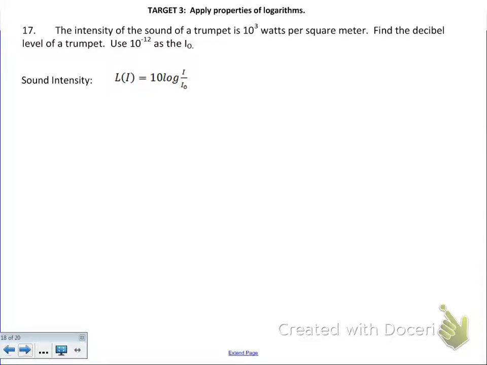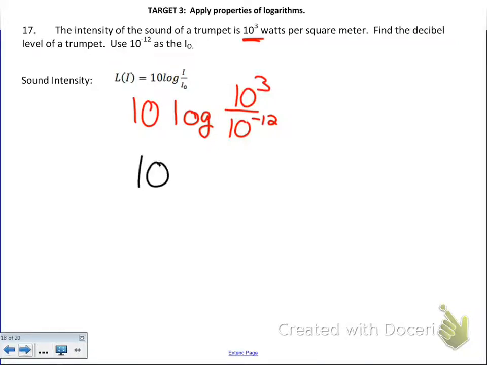A couple different ways you can do this problem. We're going to do 10 log. Our I in this case is the sound of the trumpet, which is 10 to the third. And then our I sub 0 is 10 to the negative 12th. So now we're going to have 10 log. Here we have 3 over a negative 12.